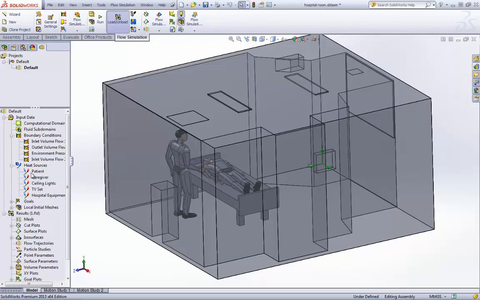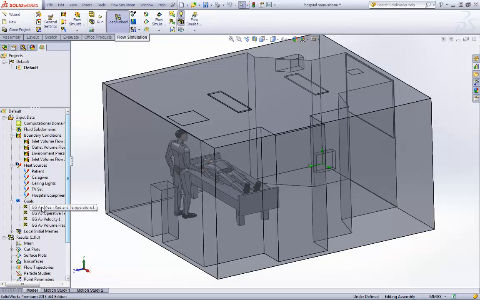We also have some heat sources, so we have the patient heat source of emitting about 81 watts. The caregiver, about 144 watts, because they're standing up and actually doing some work, so they're emitting a little bit more heat. The ceiling lights, 120 watts. TV set, and some hospital equipment. Okay, so all these things are contributing to the temperature into the room.